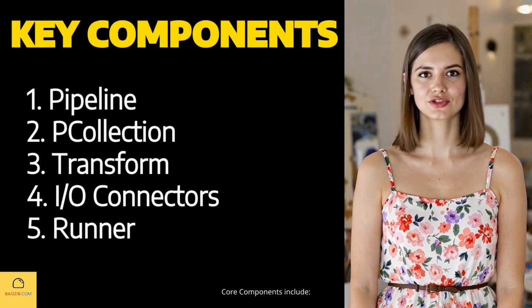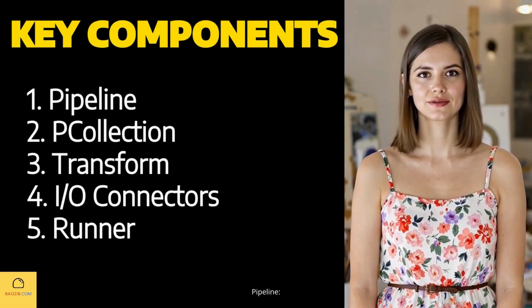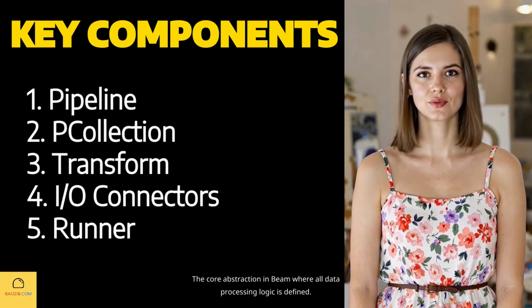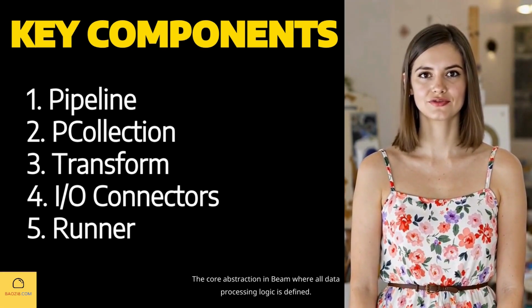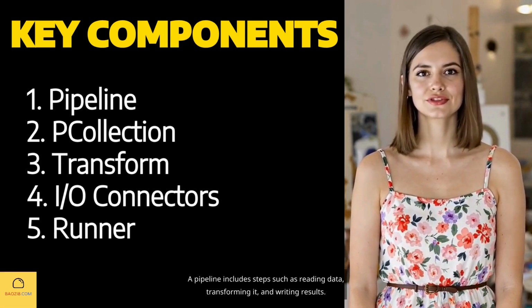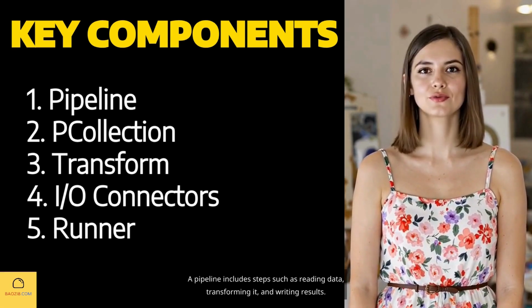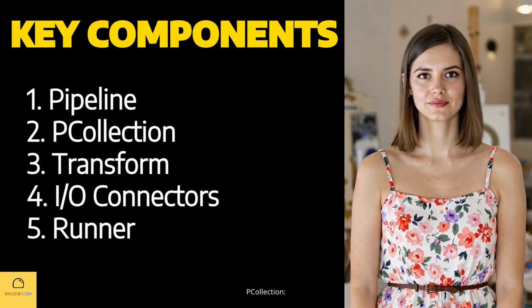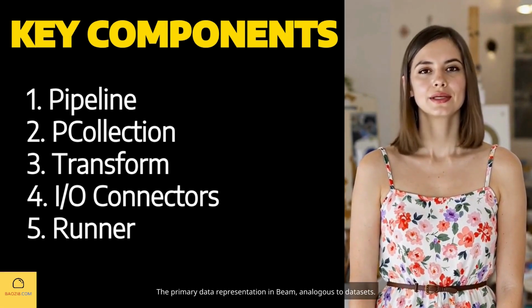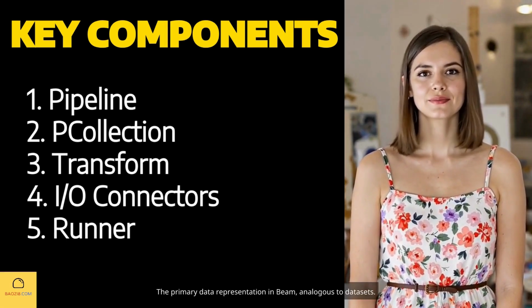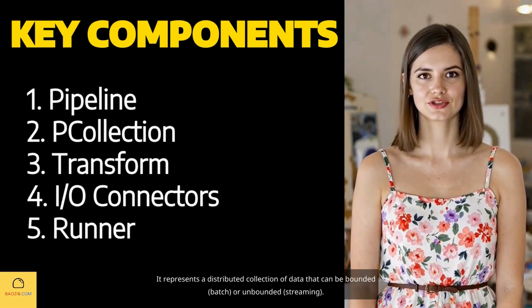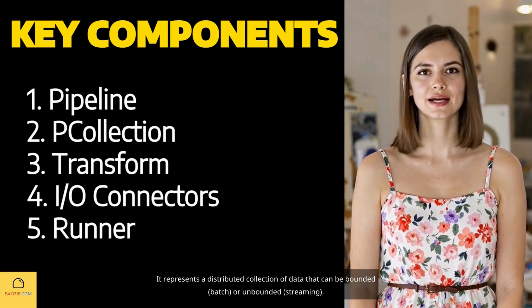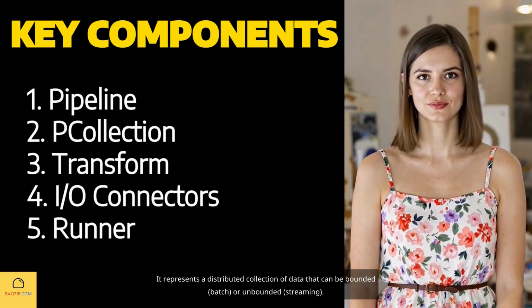Core components include 1. Pipeline. The core abstraction in Beam where all data processing logic is defined. A pipeline includes steps such as reading data, transforming it, and writing results. 2. PCollection. The primary data representation in Beam, analogous to datasets. It represents a distributed collection of data that can be bounded, batch, or unbounded, streaming.